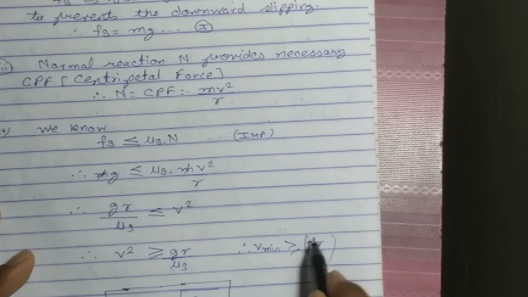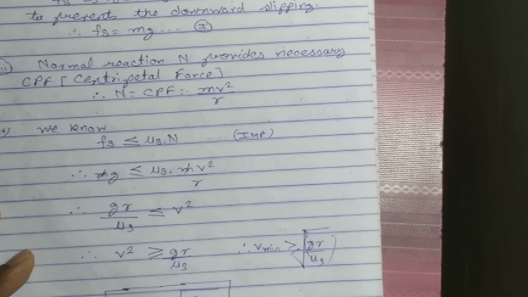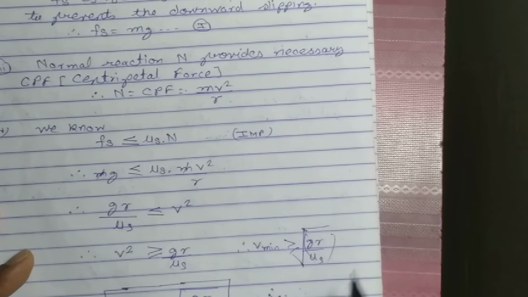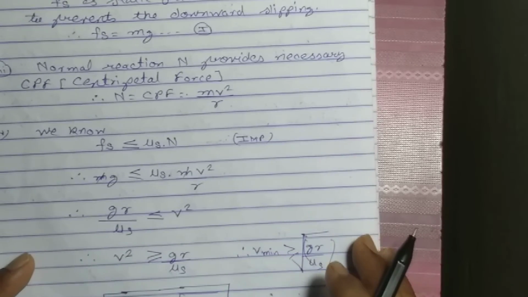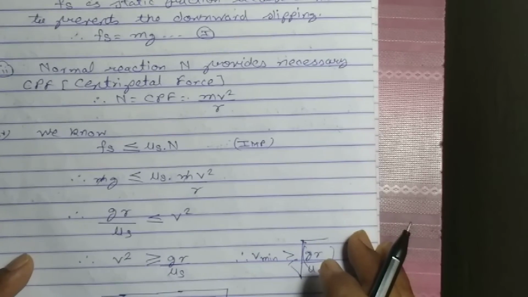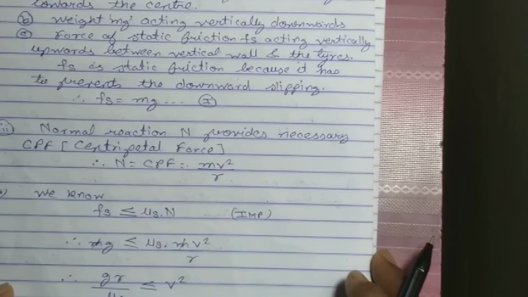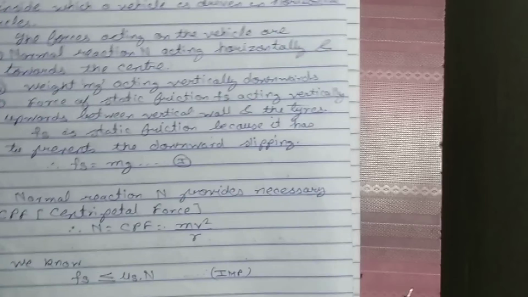Under root of gr upon mu s. Students, you have to remember this particular formula of a vehicle when moving along the horizontal circle of a vertical cylindrical well of depth. Students, let us do one numerical based on this particular formula.